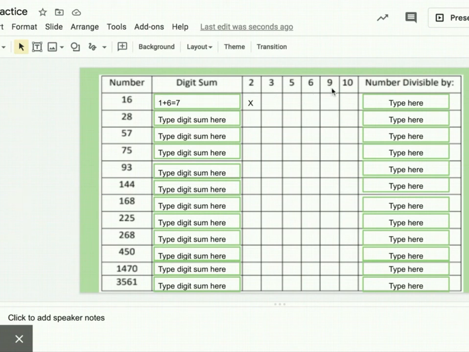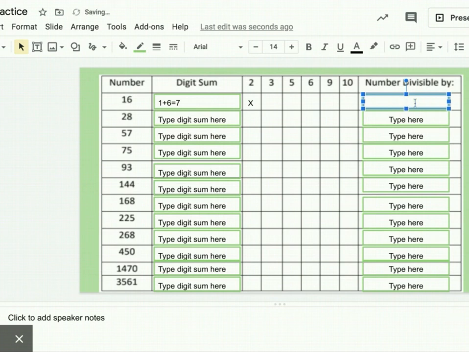Our rule for 9 was that our digit sum had to add up to be a multiple of 9. 7 is not a multiple of 9, so it's not going to be divisible by 9. And then for it to be divisible by 10, I need to have a 0 in the ones place. It had a 6 in the ones place, so it's not going to be divisible by 10. So the numbers that my 16 is divisible by is only going to be 2 in this case.